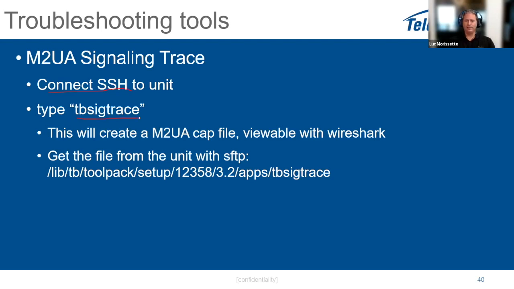You just type TB-SIGTRACE. TB-SIGTRACE will look at all the protocols that are configured on the system and will start a trace for each one of them. This will create an M2UA capture file and also maybe an MTP2 capture file if you're in signaling gateway mode. And then you can leave this trace running. You have some tests. You can see packets going through. And then you just need to stop that capture, and you can get those files from the system using SFTP or SCP.